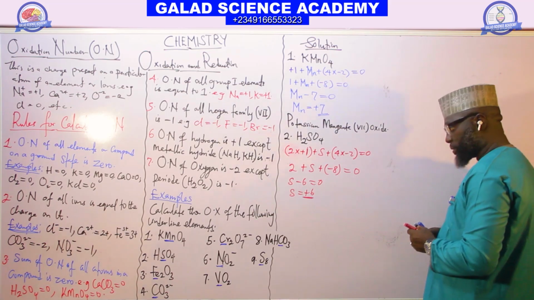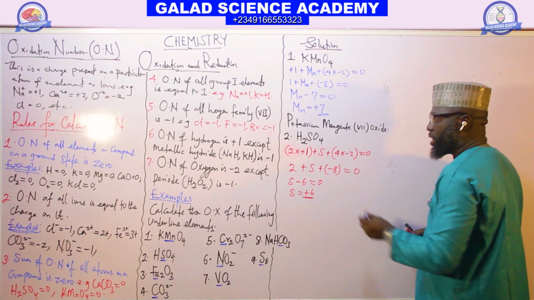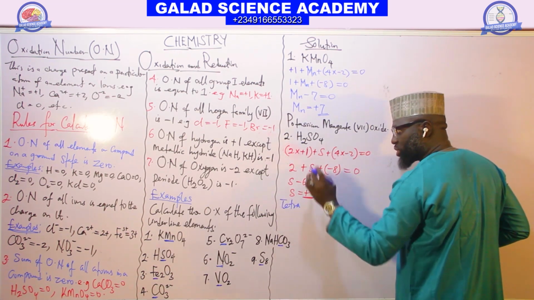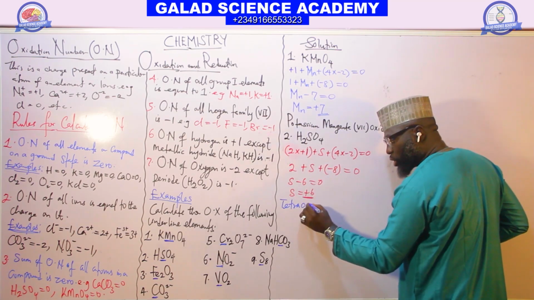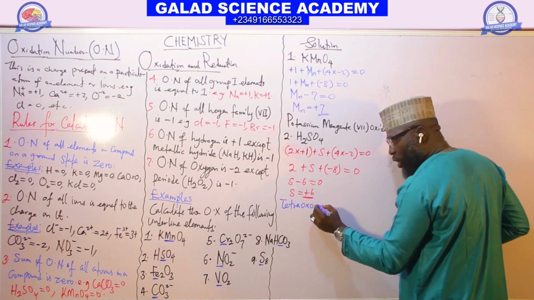We can now name it. We have how many oxygen here? 4. 4 is tetra. Oxygen is oxo. Tetraoxo, sulfur is what?